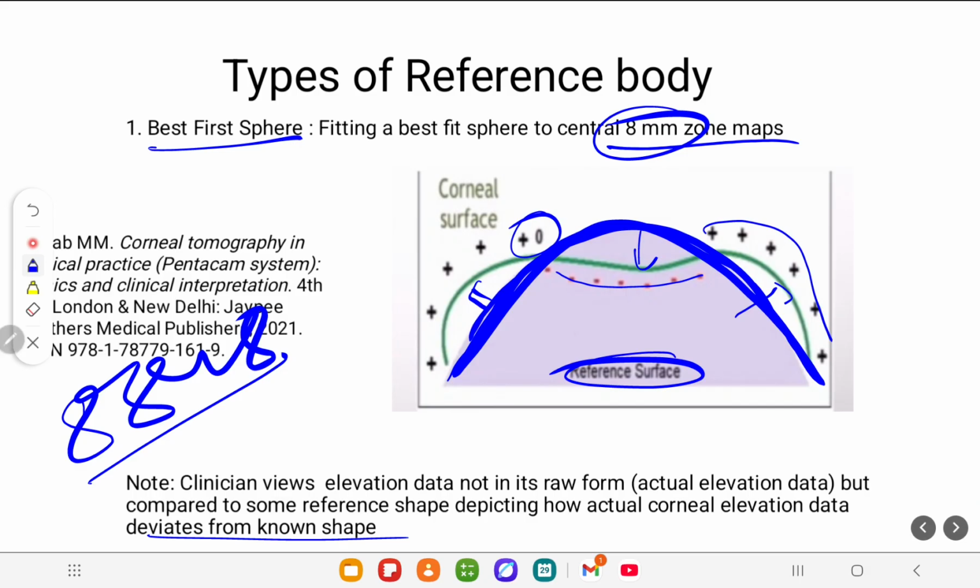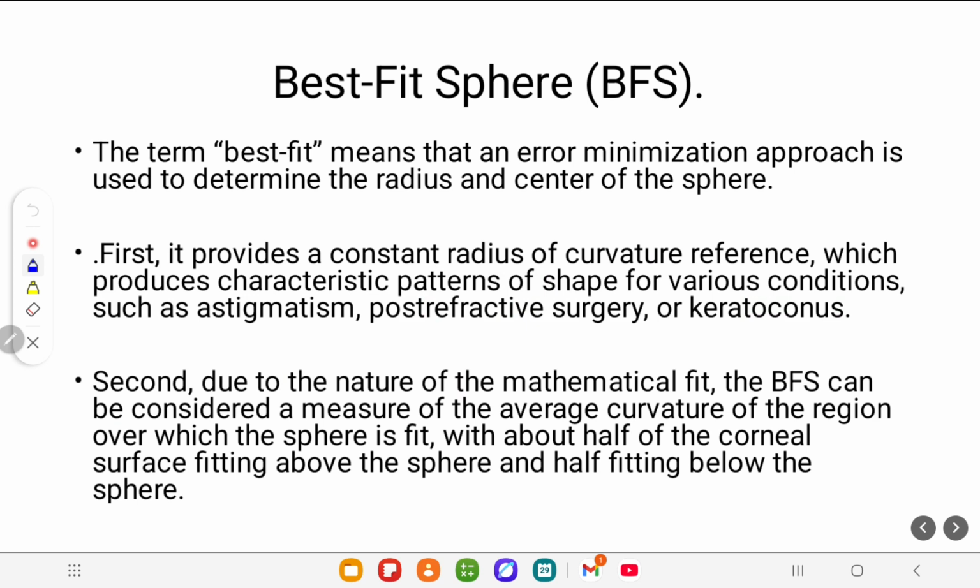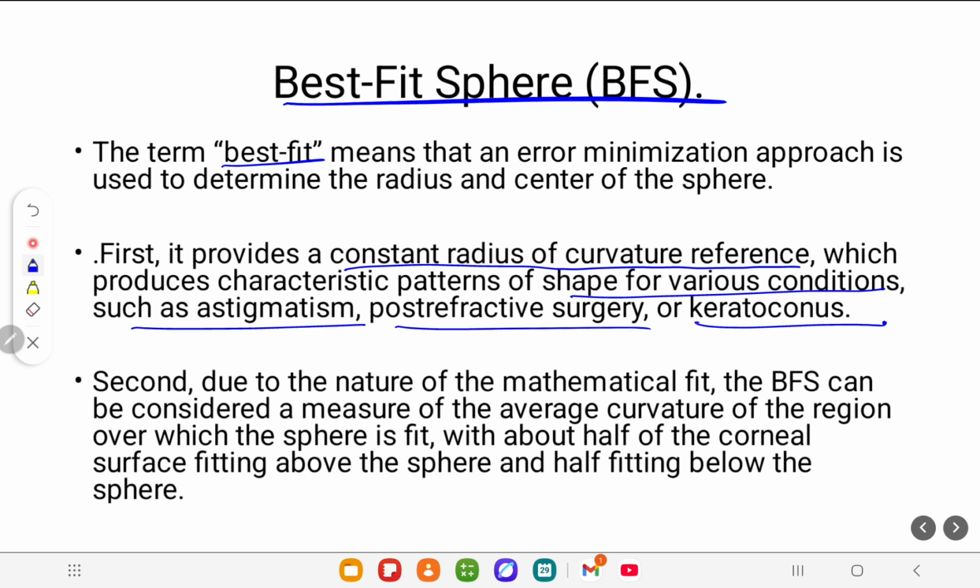So I'll talk about best fit sphere a little bit. Best fit means an error minimizing approach is used to determine the radius and the center of the sphere. What are the two big advantages? First, it provides a constant radius of curvature reference, because we need a reference. Above that reference is positive, below that reference is negative, and that's how we understand the elevation of the cornea. It produces characteristic patterns of the shape of various conditions such as astigmatism, post refractive surgery or keratoconus, whatever.